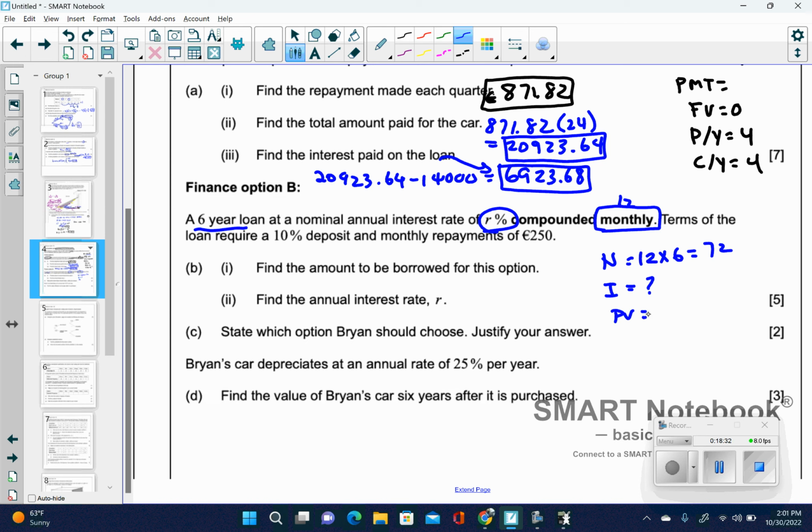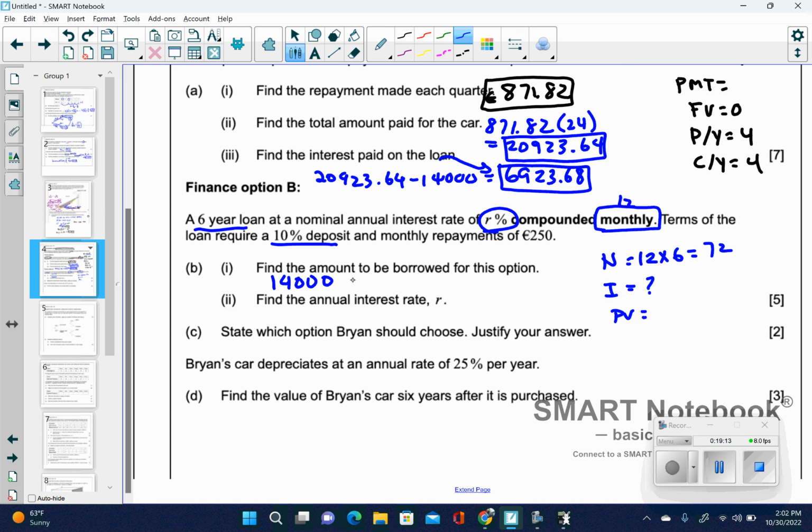Our present value is going to be, if we take a look at it, all right, so I noticed in setting this up, yeah, we didn't answer part B, right? The first part. So I found the amount to be borrowed, right? Because that's what we need. So to find that out, we know that the car costs $14,000. And it says terms of the loan require a 10% deposit and monthly repayments of £250.